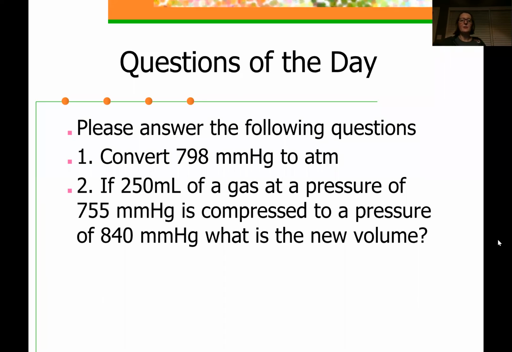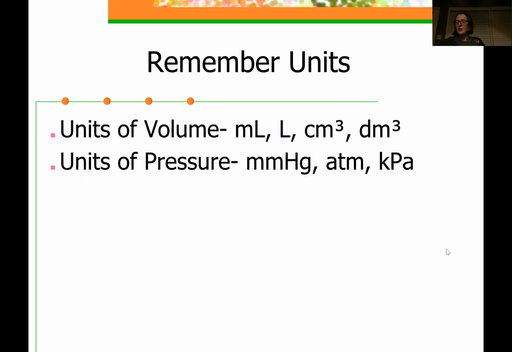Today we're going to talk about temperature. All right, so we're going to introduce a new unit today called Kelvin. Kelvin is our standard unit of temperature in chemistry when we're dealing with gas laws. But let's review our previous units of volume. Units of volume, remember, we're looking for milliliters, liters, centimeter cubes, or decimeter cubes are all units of volume. And units of pressure consist of mmHgs, atmospheres, and kilopascals.